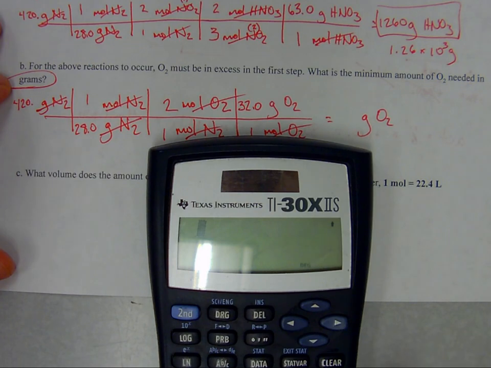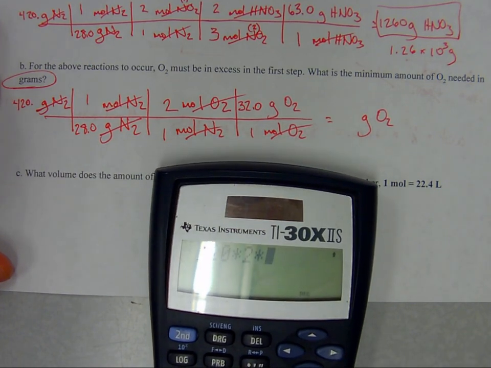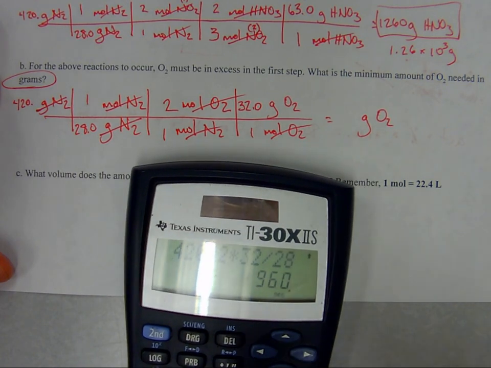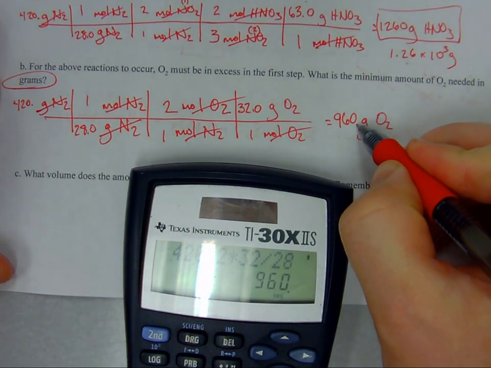So we're ready to use the calculator. Multiplied by 2, multiplied by 32, and then divide by 28. We end up with, remember, 3 significant figures. In order to make that last 0 significant, I include a decimal.